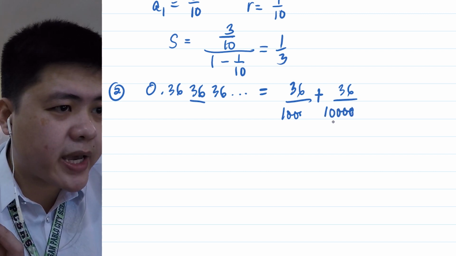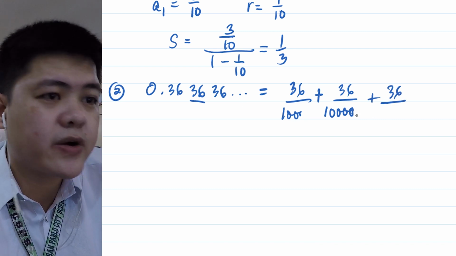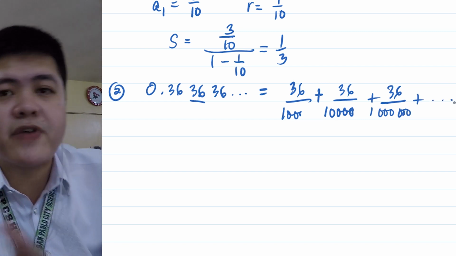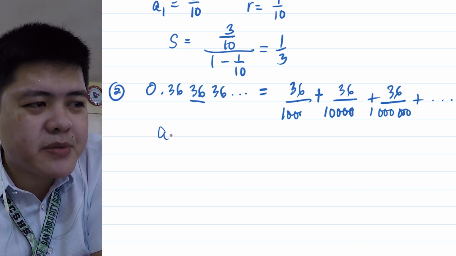Four zeros, right? 10,000. Okay, and then the third one is 36 over, how many zeros? 6. 1, 2, 3, 1, 2, 3. Plus, up to infinity. So, this can be expressed as, what's the first term of this?